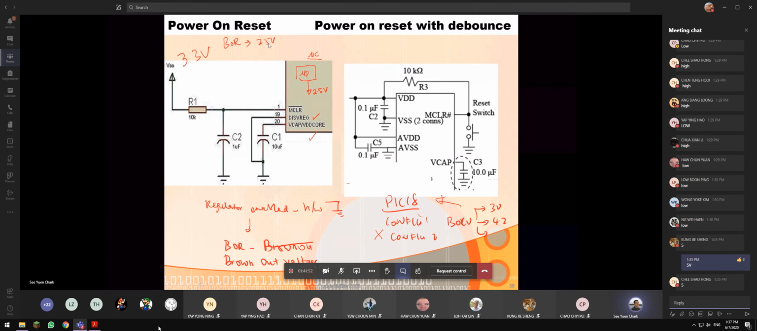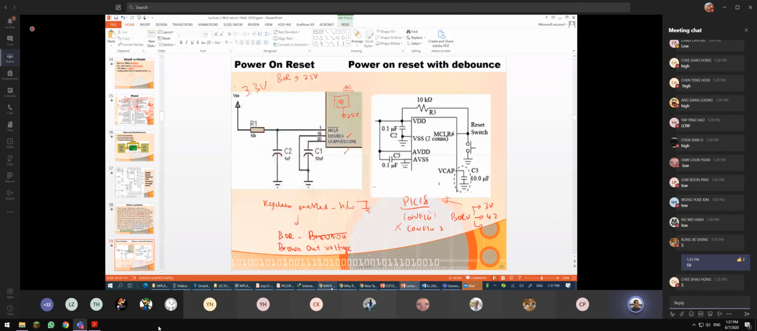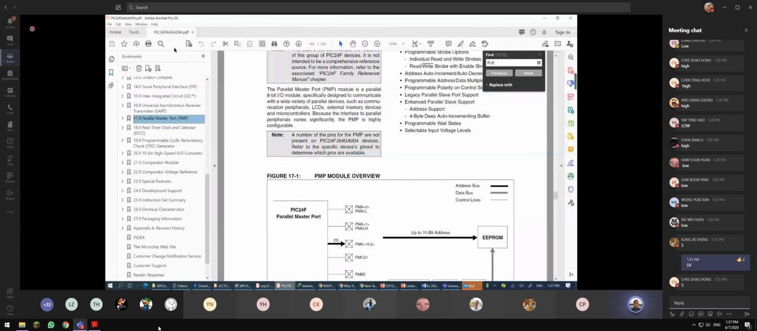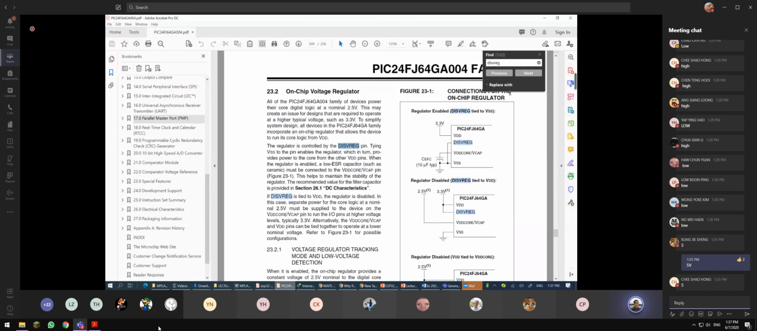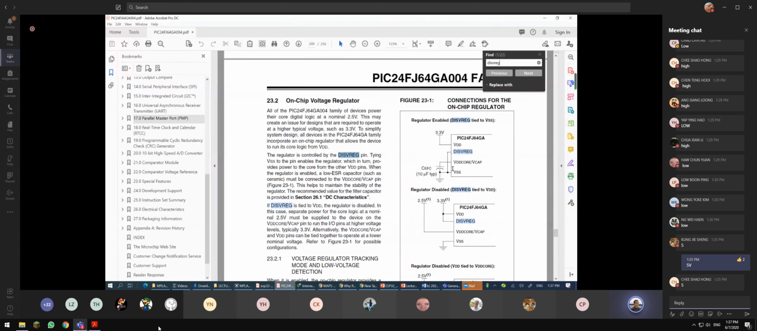Why do I connect 10 microfarad here? Let's go and have a look. So let's go to the data sheets. The data sheet is very, very important, class. This is our on-chip voltage regulator. They have a few versions of connection. With the voltage regulator enabled, this is our choice.